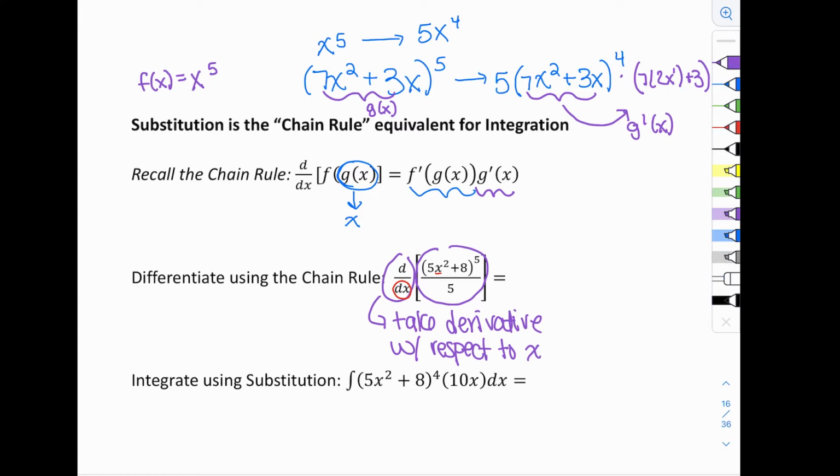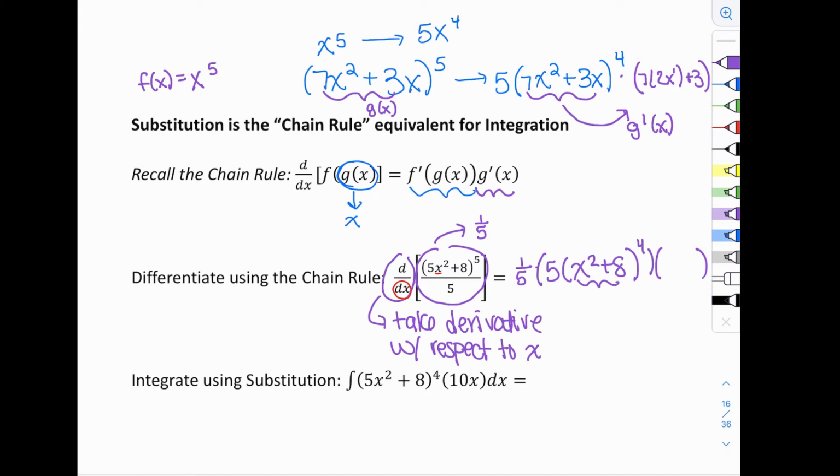So you could even rewrite this as, instead of dividing by 5, you could say that it's 1/5 times 5x squared plus 8 to the fifth. So the 1/5 is like a coefficient in the front. So then if we apply the chain rule, we would bring down the 5, and we keep x squared plus 8. The new exponent is 4.